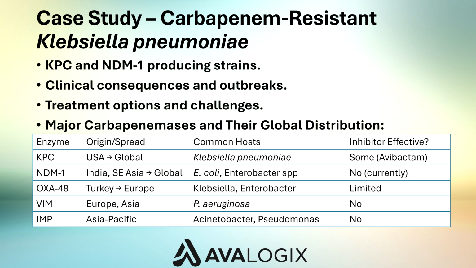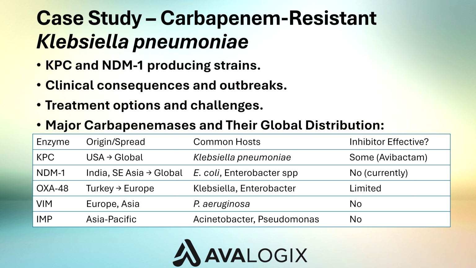Patients infected with CRE, carbapenem-resistant Enterobacteriaceae, can suffer from bloodstream infections, pneumonia, and UTIs. Mortality rates can exceed 40 to 50%, especially in immunocompromised individuals. Outbreaks in hospitals are hard to control. CRE can survive on surfaces and spread via healthcare workers' hands. Infection control measures, hand hygiene, screening, cohorting patients, are essential.